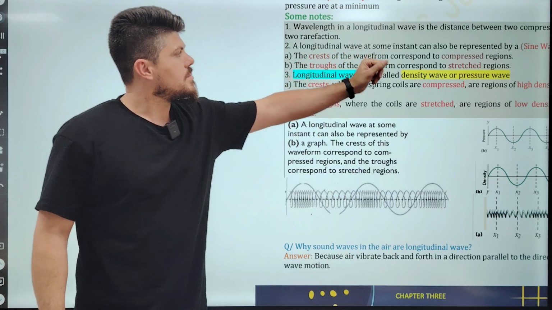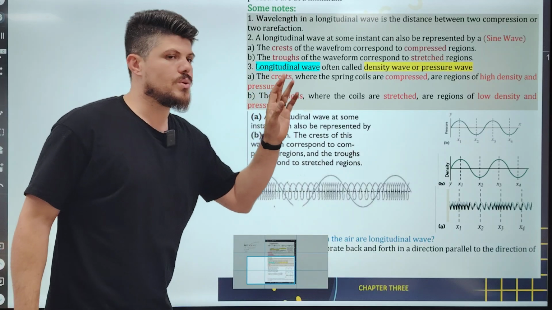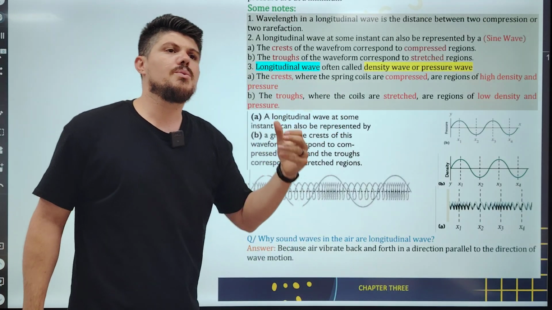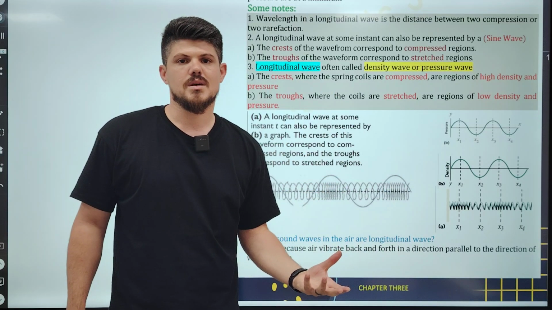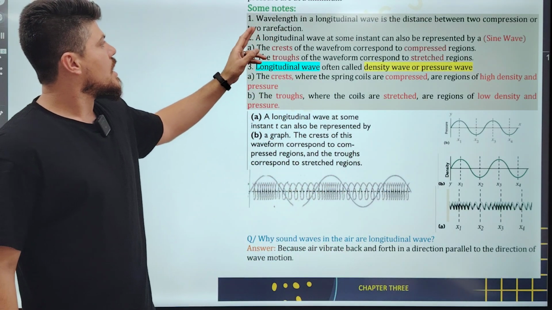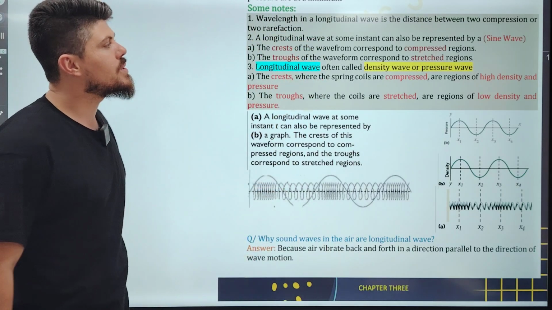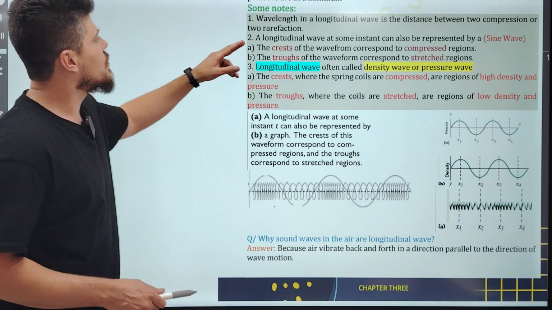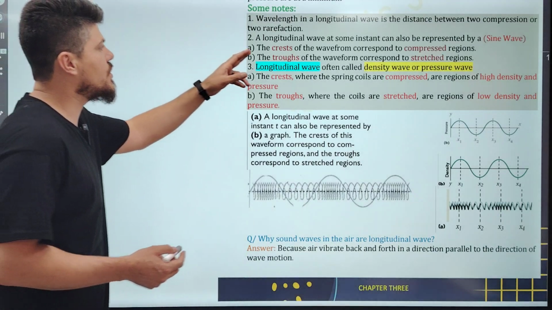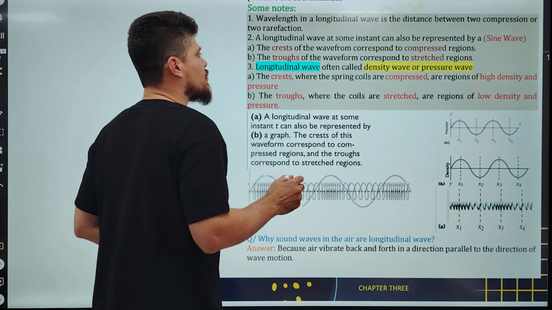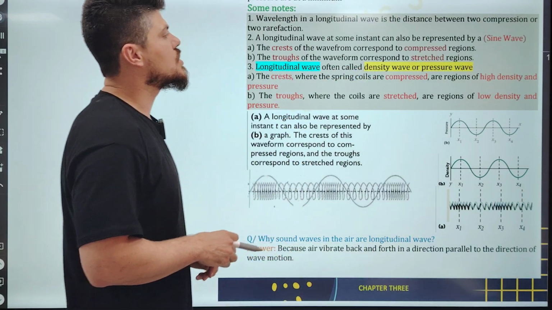A longitudinal wave at some instant can also be represented by a sine wave. So this is very, very important, please. Listen carefully. Can we represent the longitudinal wave as a sine wave? Yes, of course. How? Now I'm going to tell you. Once again, listen carefully. A longitudinal wave at some instant can also be represented by a sine wave. So the crests of the waveform correspond to the compressed regions. The crest corresponds to what? Compressed region. The trough of the waveform corresponds to the stretched region.